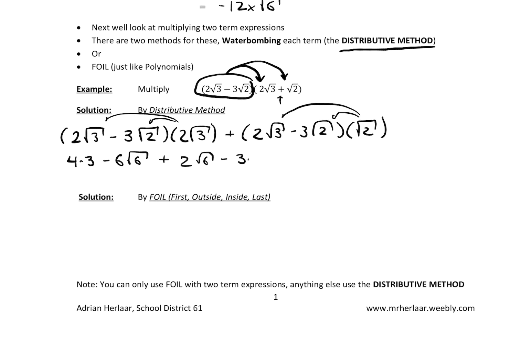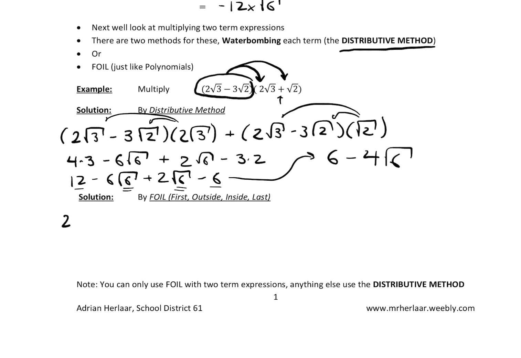minus 3 times 2. So now you'll see we have 12 minus 6 root 6 plus 2 root 6 minus 6, and you combine what you can combine. So 12 minus 6 is 6, and these are both root 6 terms, so minus 4 root 6. And we're done. Now if we were to do FOIL, it'd be first, outside, inside, last.